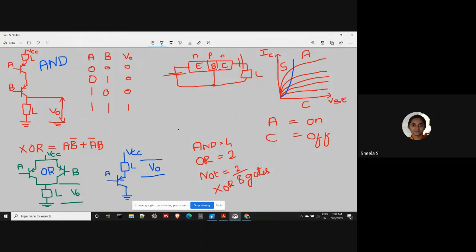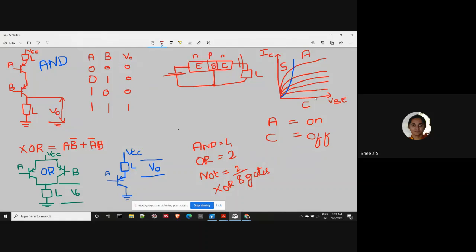So when the base current is 0, the transistor is turned off because there will be no flow of current between emitter and collector. But when the base current is given maximum, the transistor has been turned on completely. So as a result, maximum current will flow and the amount of current will remain constant. So that is known as active region.